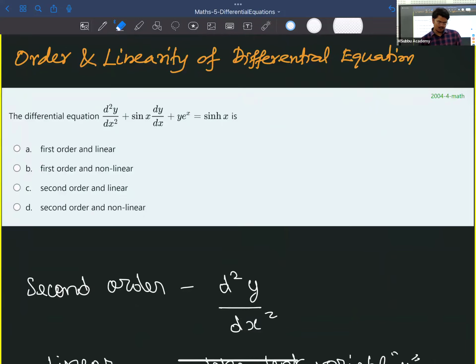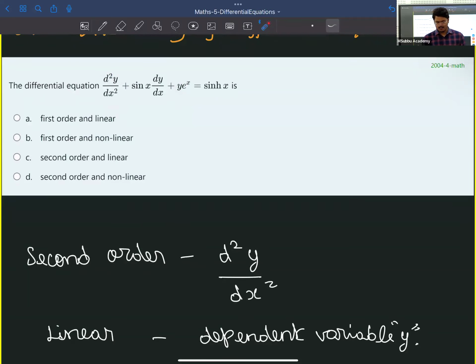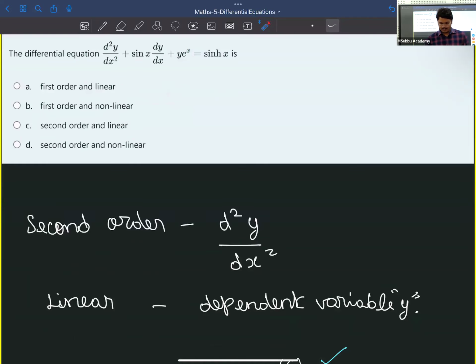Now this is a general simple question. They're asking for the order and linearity of this equation. How do we find the order? It is the highest differential term here, which is nothing but d square y by dx square. So this is second order. And the equation is linear because it is dependent in the term of y. So it is second order and linear.